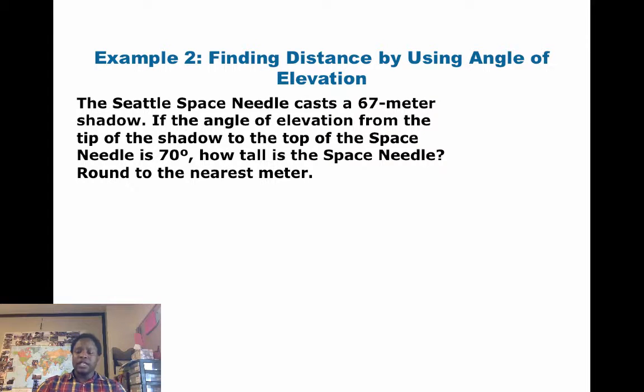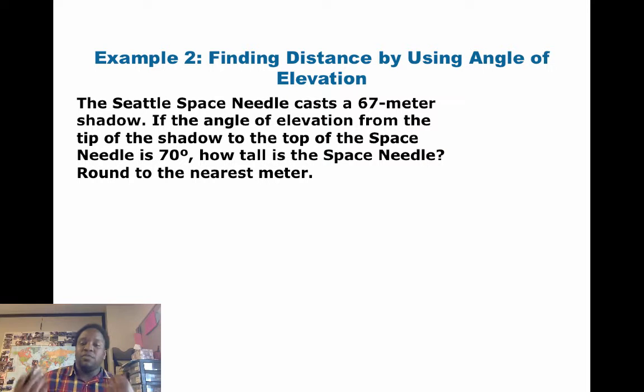All right, so we are going to have 3 more example problems. And it starts off by finding distance using angles of elevation. So the Seattle Space Needle casts a 67-meter shadow. If the angle of elevation from the tip of the shadow to the top of the Space Needle is 70 degrees, how tall is the Space Needle?